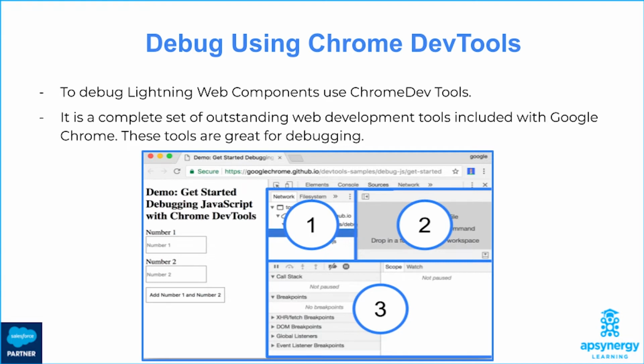All files requested from this web page are listed in the File Navigator pane. That's number 1. The File Navigator's files are displayed in the Code Editor pane. That's number 2. The Breakpoint control bar and numerous tools for inspecting JavaScript are located in the JavaScript debugging pane. That's number 3. DevTools has made debugging a whole lot easier.